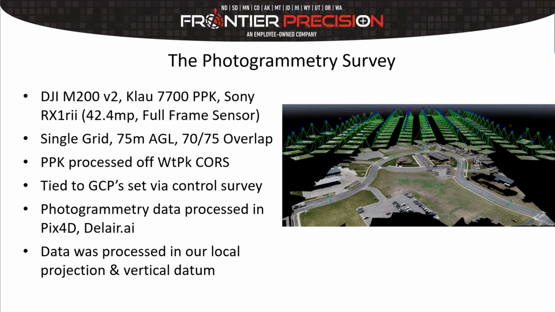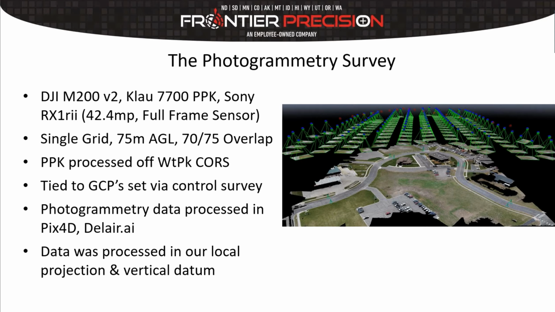Photogrammetry survey. So again, we used the M200 with the Clow 7700 PPK system. The Sony camera, it's a 42 megapixel camera, full frame sensor. It's a great camera for photogrammetry. It was just a single grid flight. 75 meters was the height we flew at, with a 70% and a 75% overlap.